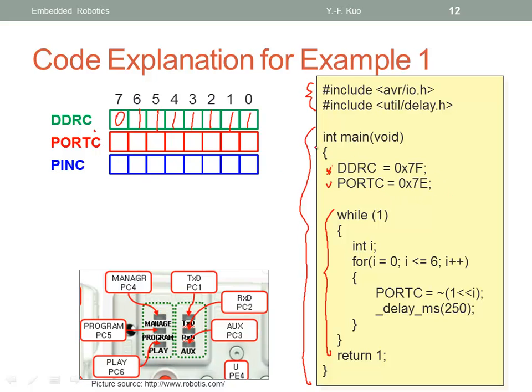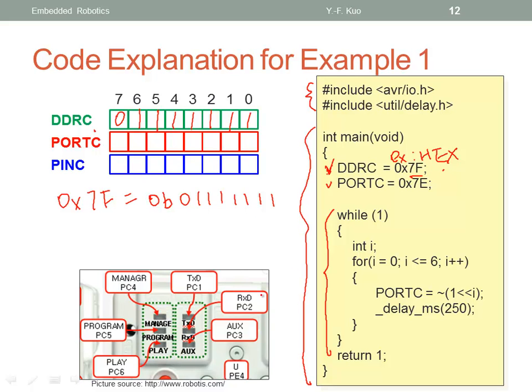Now, this is declaring that the DDRC is used for output. And this 0111111 is 0x7F in hex. So this 0x here means it's hex, and this 0111111 is binary. What I'm saying is 0x7F is equal to 0111111, and you can do the conversion by yourself. Usually we call this binary, and that is hex. For a binary number, we put 0b, that means it's binary.